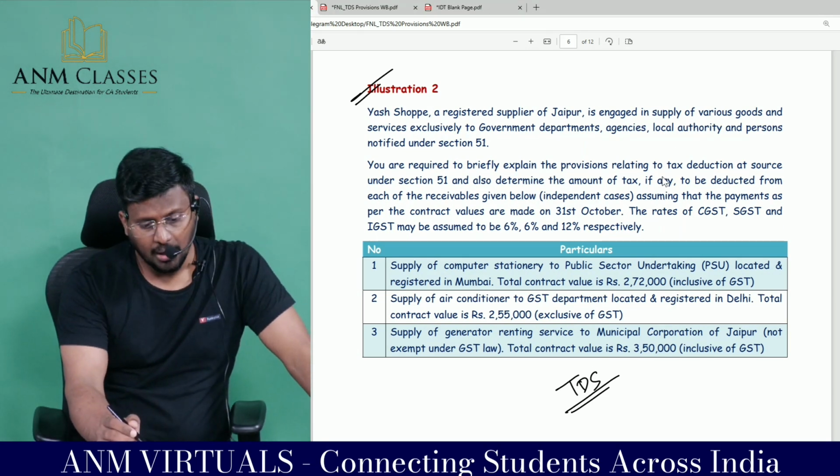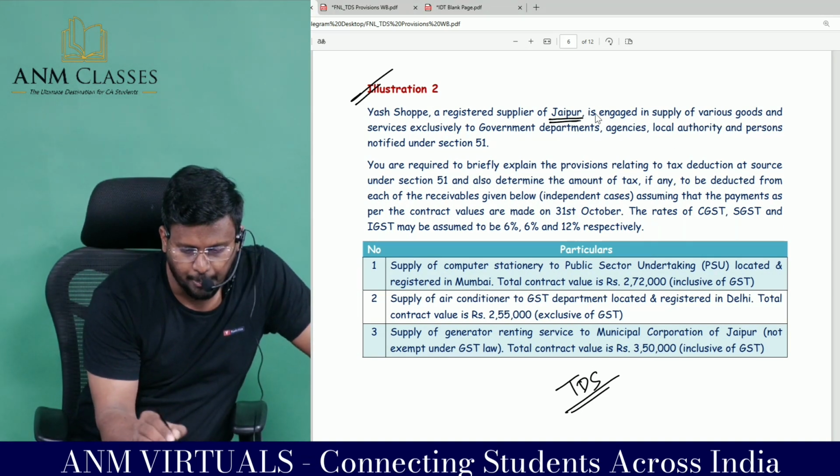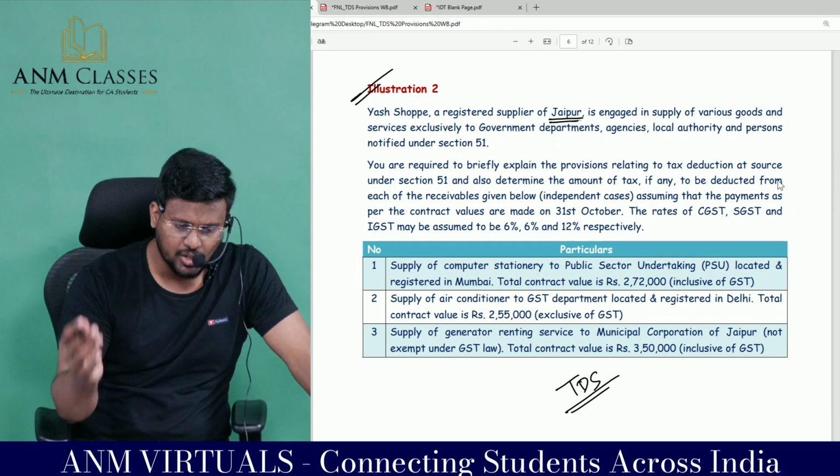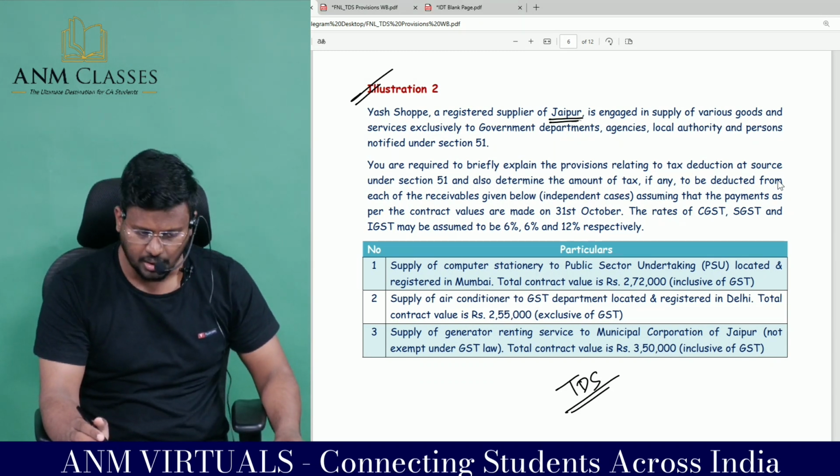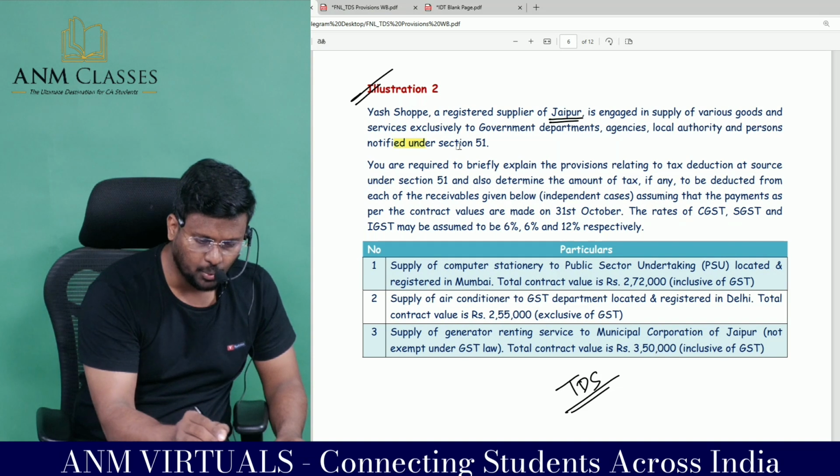Yash Shop, a registered supplier of Jaipur, is engaged in supply of various goods and services exclusively to government departments, agencies or local authority and persons notified under section 51.